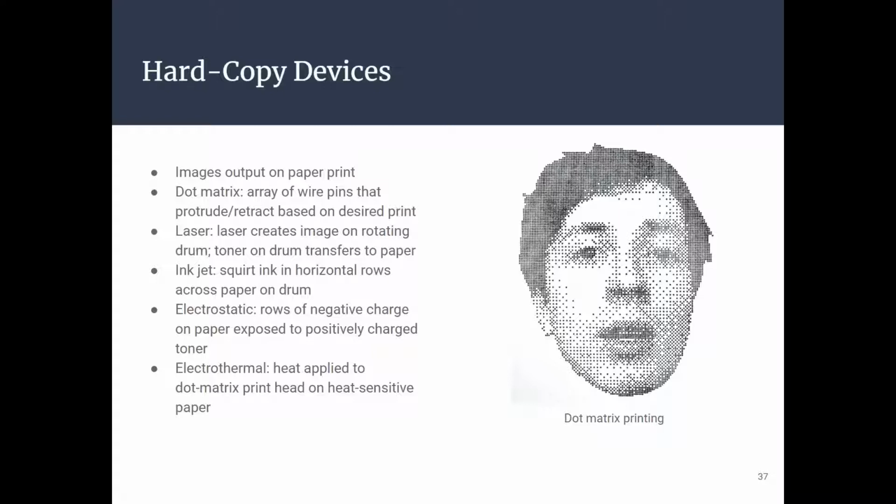With electrostatic printers, there are rows of negative charges on the paper that are exposed to positively charged toner. With an electrothermal printer, heat is applied to a dot matrix printhead on heat-sensitive paper. To the right, we can see an example of dot matrix printing.